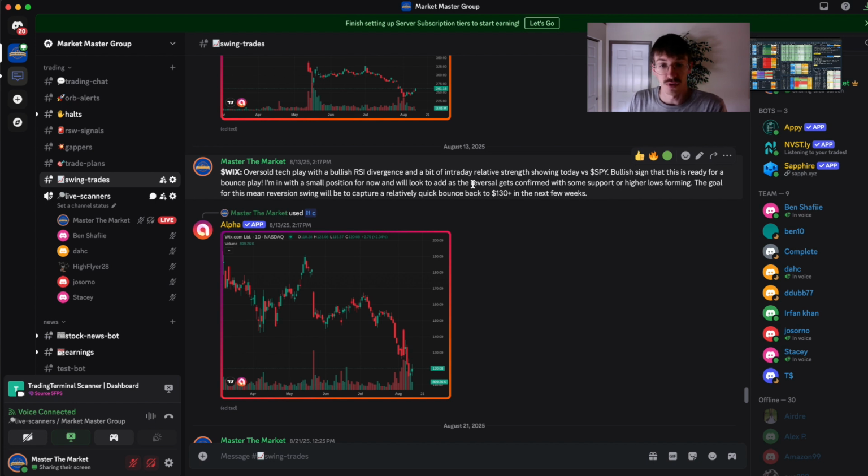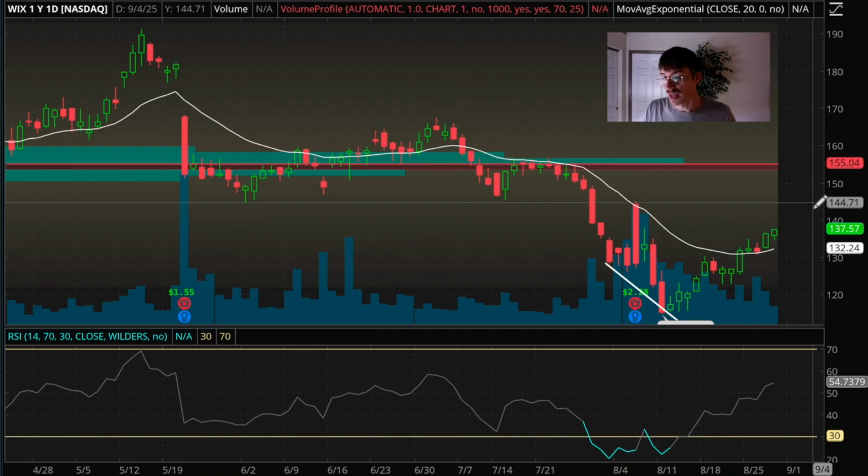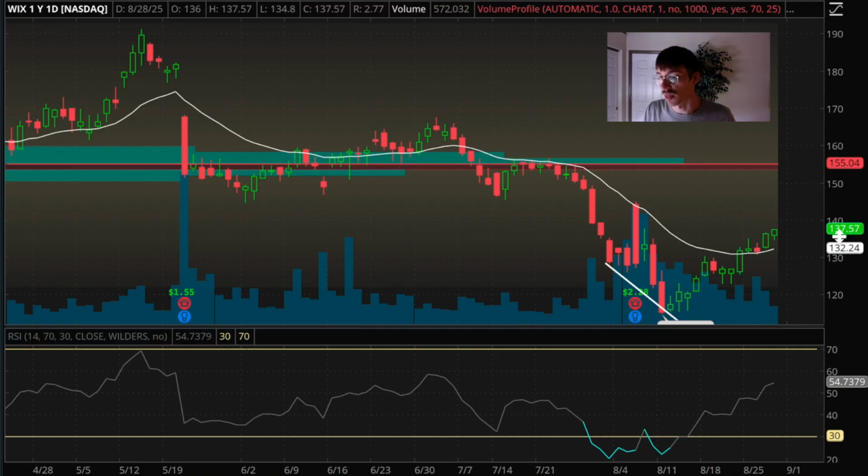The goal from this mean reversion swing will be to capture a relatively quick bounce back to 130 plus in the next few weeks. And at the time of this alert in the Market Master group, Wix was trading at 120. As we can see now, Wix is all the way up to about 137 or $17 higher from that swing trade alert. And what I mentioned for this in terms of the technical aspect of it is that it actually has a bullish RSI divergence, and that is kind of the setup that you would want to look for before having any full-size position in the trade rather than it just being oversold.